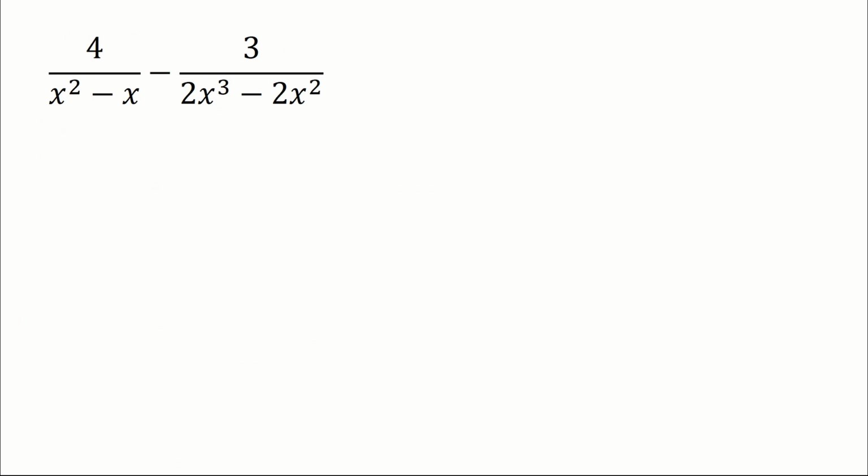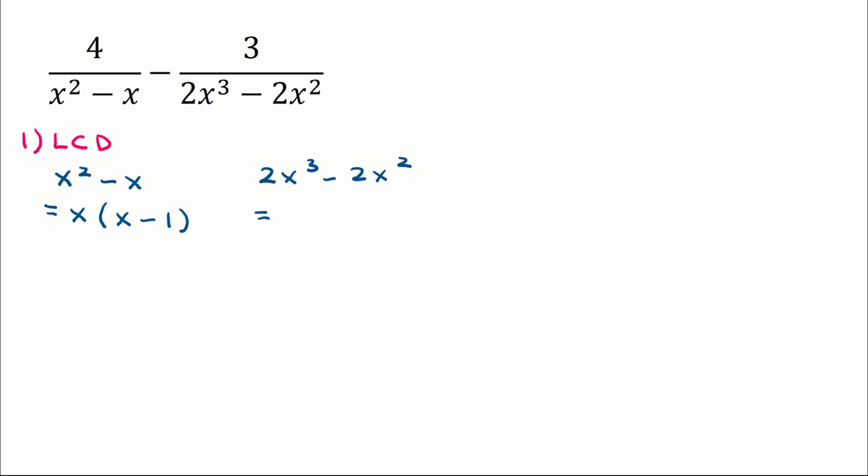Here we have 4 over x squared minus x, minus 3 over 2x cubed minus 2x squared. So our first step again is getting our lowest common denominator. We are going to do that by factoring. So our first expression has the denominator x squared minus x. This can be factored to x times x minus 1. Our second fraction has the denominator 2x cubed minus 2x squared, and we can common factor out a 2x squared, leaving us with an x minus 1.